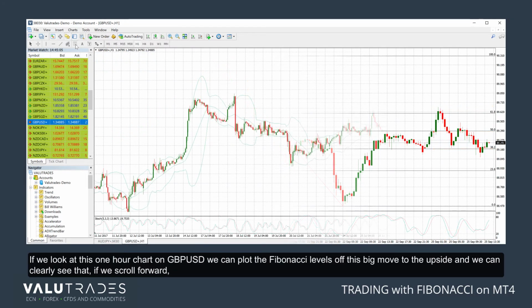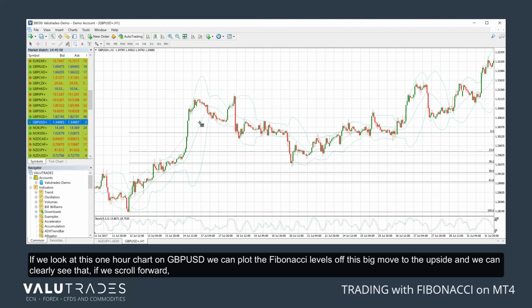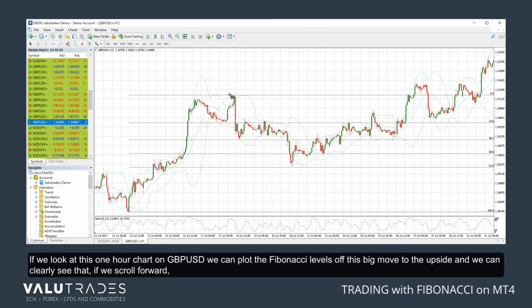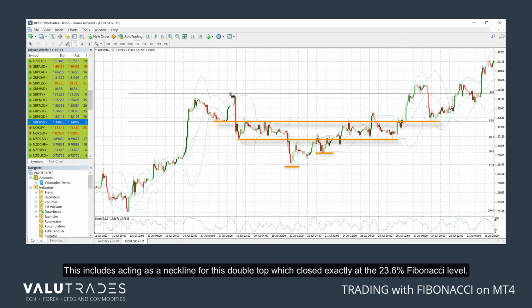If we look at this 1-hour chart on pound-dollar, we can plot the Fibonacci levels off this big move to the upside, and we can clearly see that, if we scroll forward, these levels of support and resistance are repeated many times. This includes acting as a neckline for this double top, which closed exactly at the 23.6% Fibonacci level.